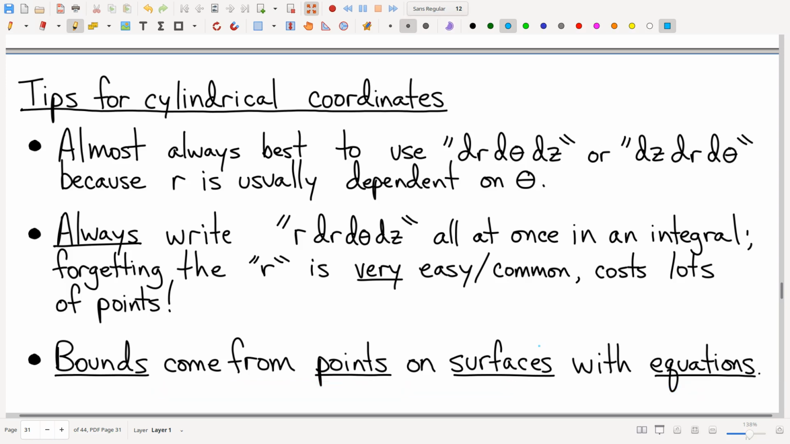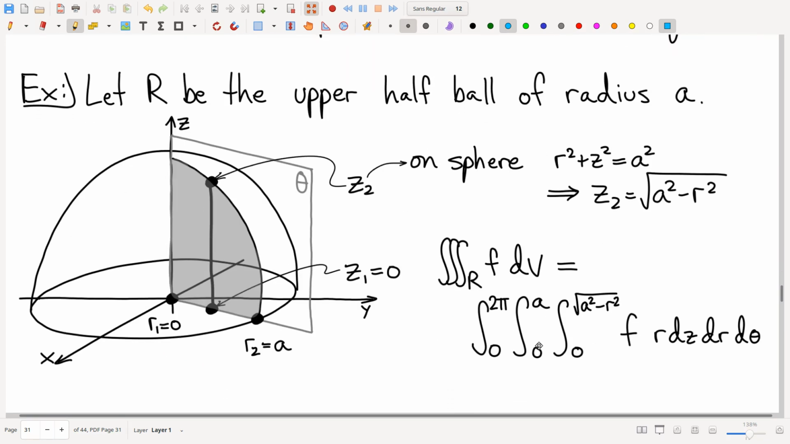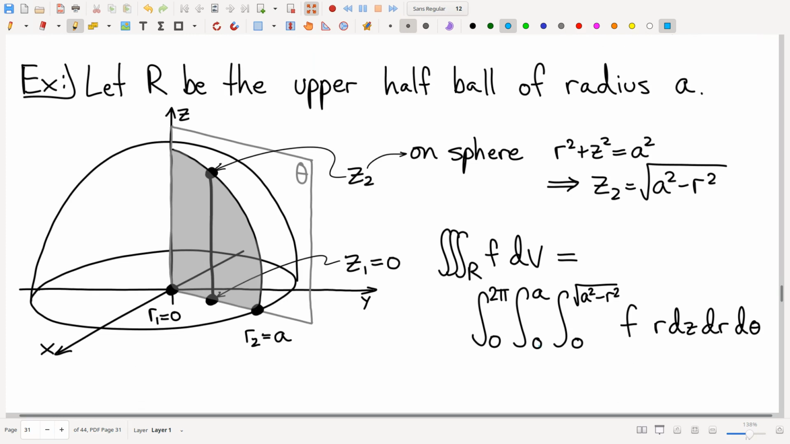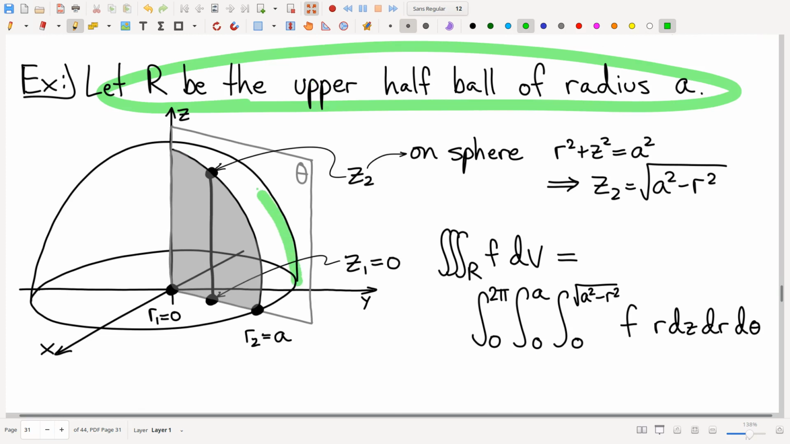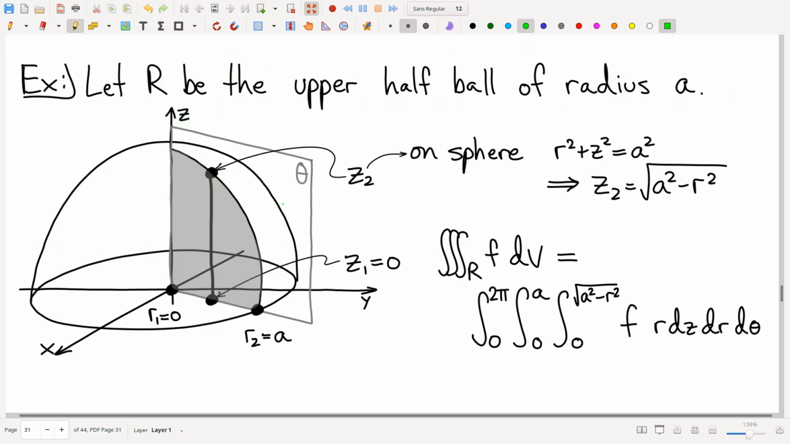Okay, so example. Got this upper half ball, solid. I guess we could do this in rectangular coordinates, but square roots just all over the place, right? It'd be a nightmare. Don't really want to do that. Here's one of our alternatives. I'm going to do cylindrical coordinates.